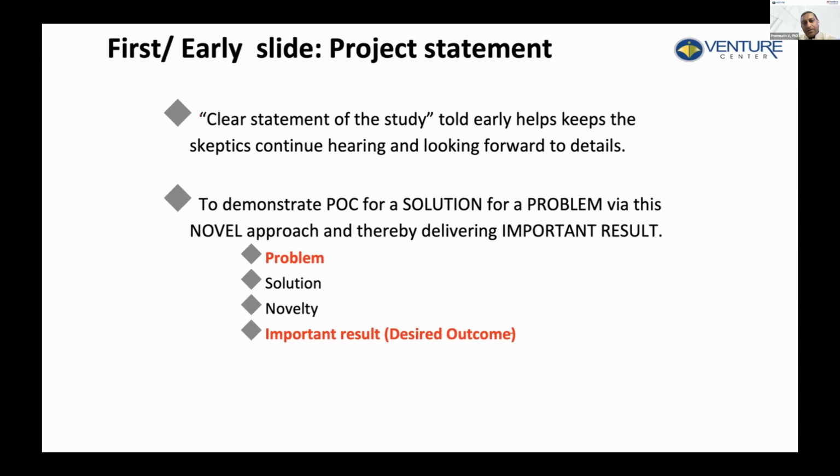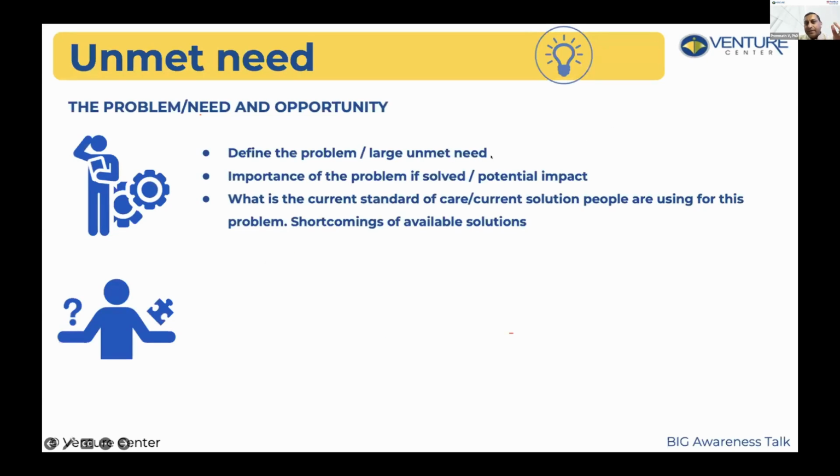Notice there are a few points I have put down here: problem, solution, novelty, important result. The problem has to be well defined, so it has to be clear. The solution you're offering, what's new in it? If it's very commonplace, BIG is not necessarily the right place to apply, unless there's a lot of new social impact being created in India. And important result, that is what whets people's appetite. That's what tells them, oh, I have to listen to this, this looks interesting. So that's what you want to do right up front, and then build on each of these things.